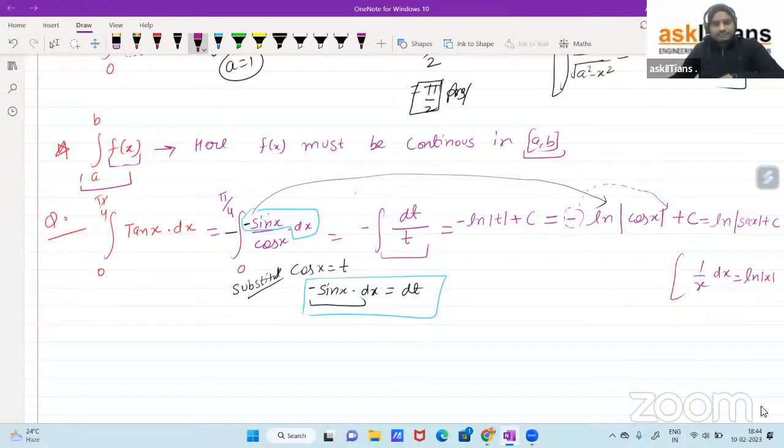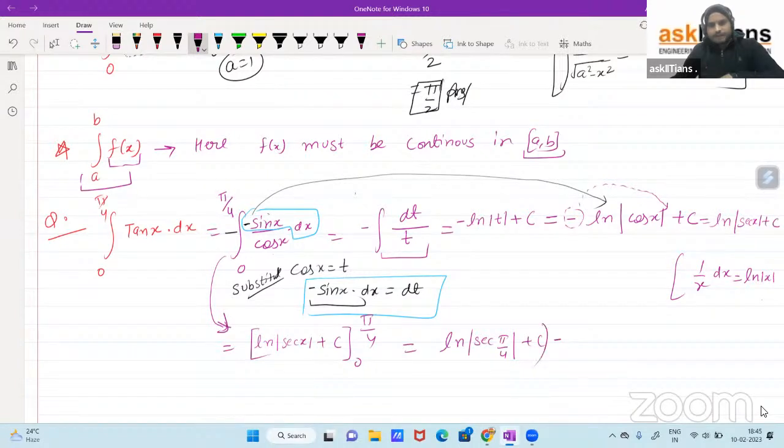So basically, this integration is equal to ln of sec x plus c. And it's a standard result, you must know this. And your limits are from 0 to pi by 4. So now put the limits: ln of sec pi by 4 plus c, minus, this is your upper limit, minus the lower limit, which will be ln of sec 0 plus c.